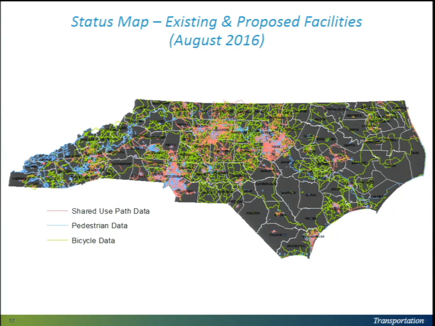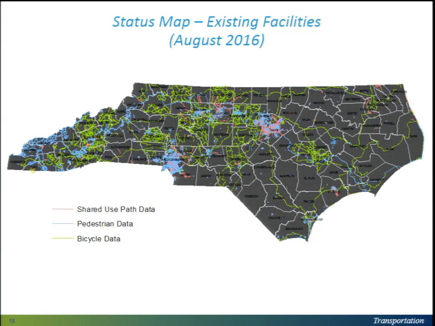The status map, this is 6 months ago, but you can see what we have collected out of those 280 plus data sets. This is both existing and proposed. You can see a lot of the red is the shared use paths, blue pedestrian data, and green is bicycle data. The next one breaks this out by existing. We received a lot of data from the urban areas, the blue being the sidewalks where there are more established sidewalk networks within the larger urban places and smaller ones too, much more so than the bicycle networks and the shared use path networks.